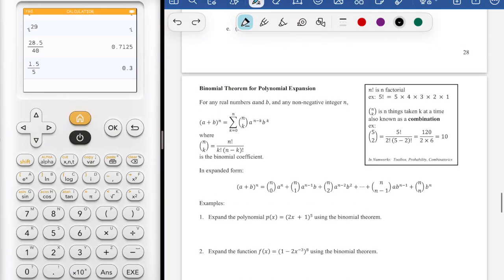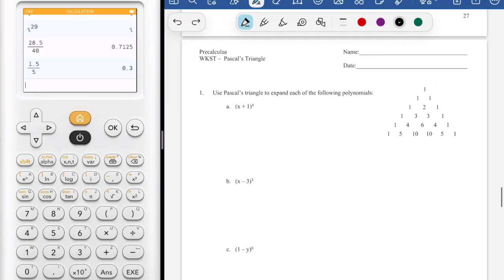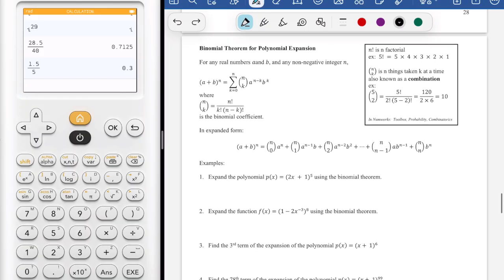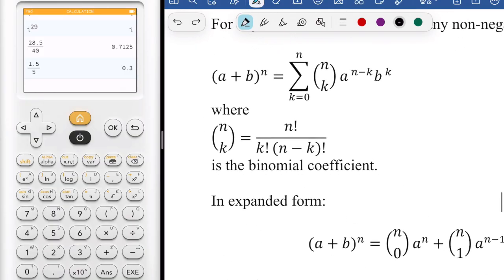So we're going to hop over page 28. That's a worksheet where you can practice some Pascal's triangle stuff. We'll go on to binomial theorem for polynomial expansion. All right, so you can see a really lovely set of formulas here. And I'll talk you through what's really happening here. But I'll just give you very quickly the rationale behind it.